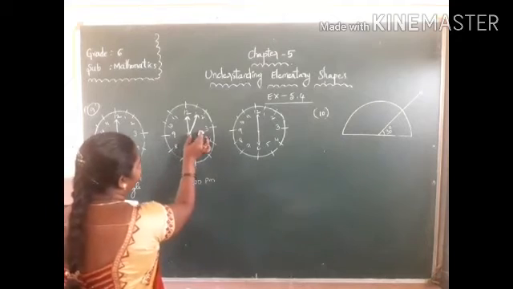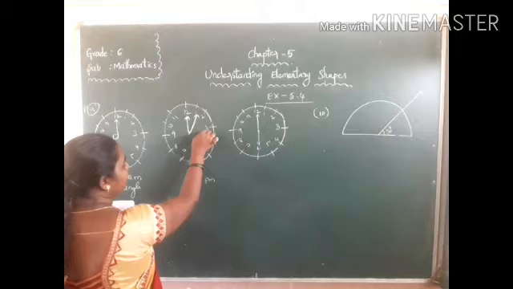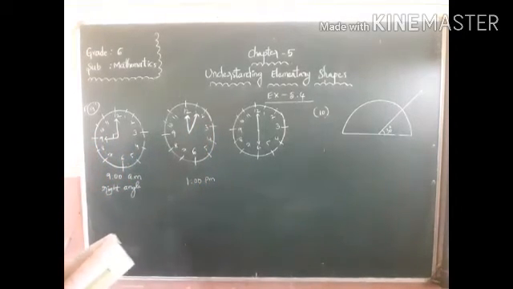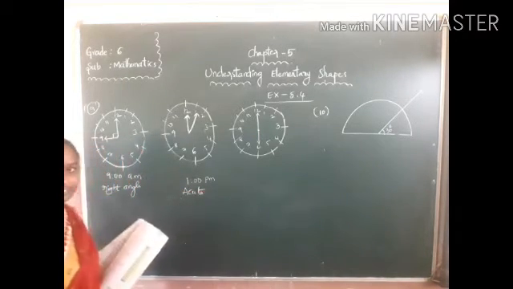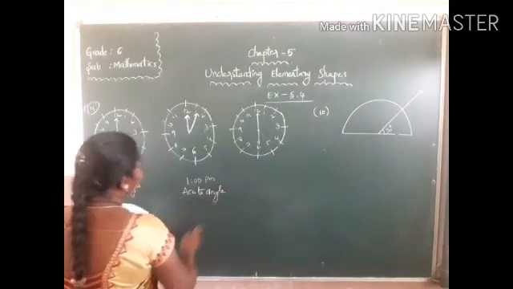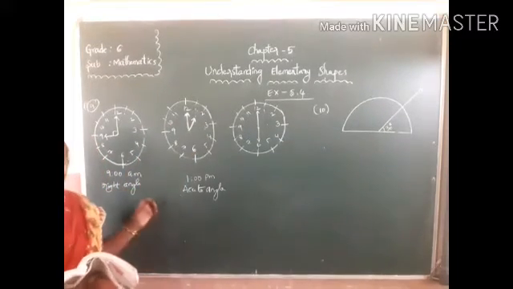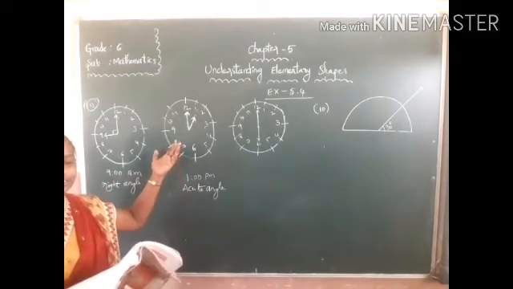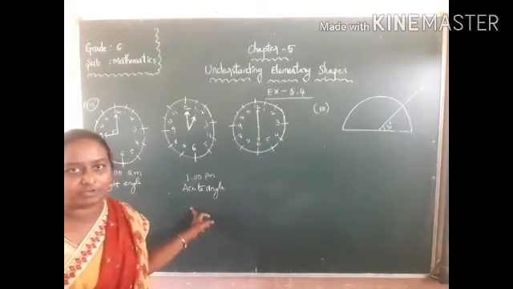Yes, if 12 to 3, 1/4 of a revolution forms, that is a right angle. So it is less than 90 degrees. Less than 90 degrees is an acute angle. Which angle here? Acute angle. Approximately how much angle is there between 12 and 1? Yes, so that is 30 degrees. Okay, so here an acute angle is formed.